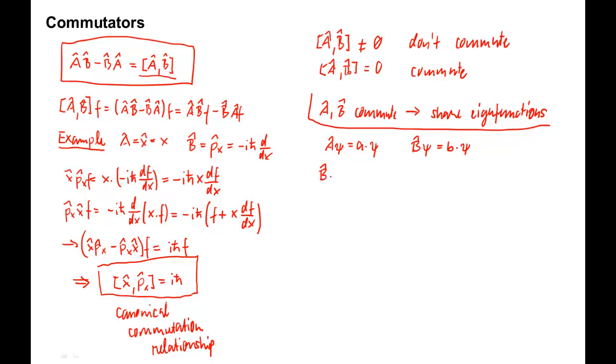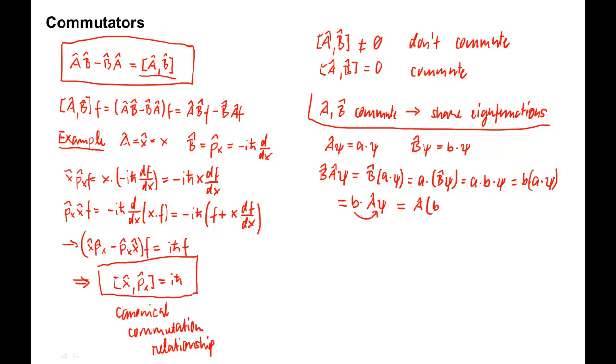Now start with BA psi. According to the first eigenvalue equation, this is B operating on a times psi. Now we can pull the constant a out and we get a times B operating on psi, which according to the second eigenvalue equation is a times b times psi. We can switch the two numbers around and write b times a times psi, but now the inner part, a times psi, can be written with the help of the first eigenvalue equation. We get b times A hat operating on psi. Now we can pull the b constant into the operator and we get A hat operating on b times psi, which according to the second eigenvalue equation equals A hat B hat psi.